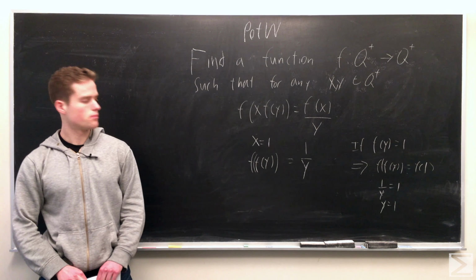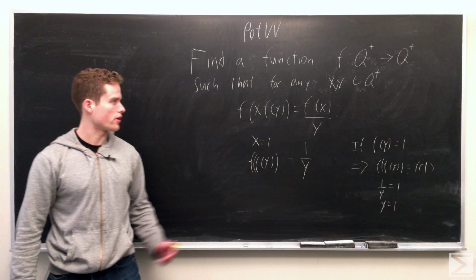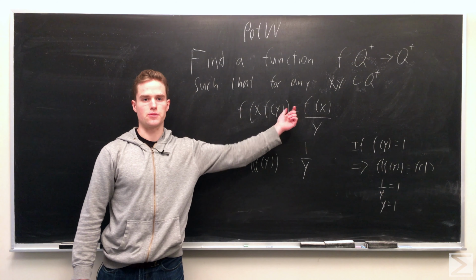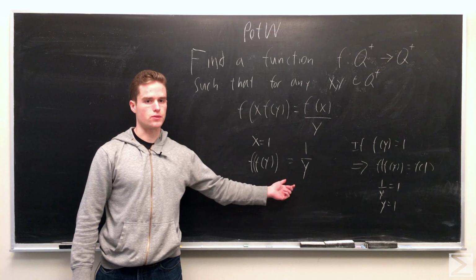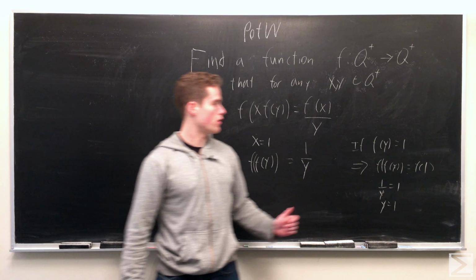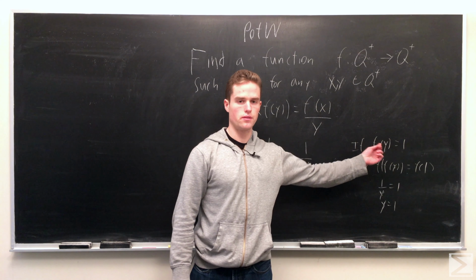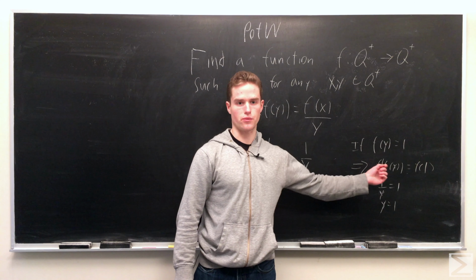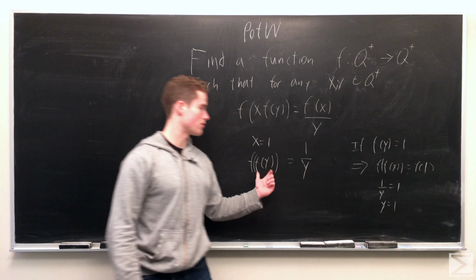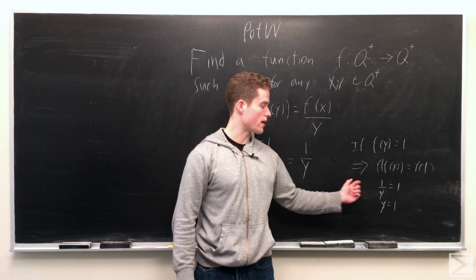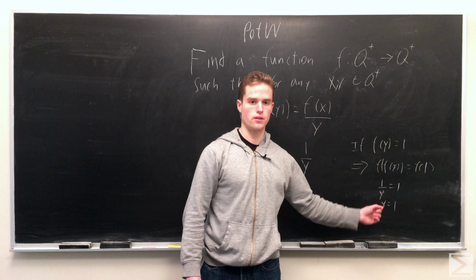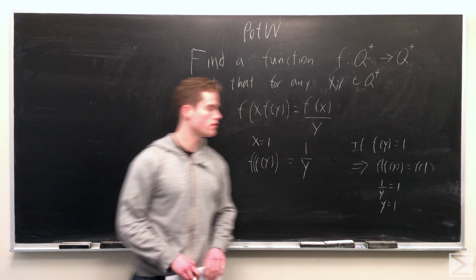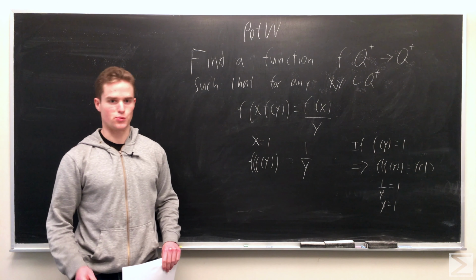So some more information we're going to gather. We're going to plug in x equals 1. That gives us f of y. F of 1 we've established is 1. F of y equals 1 over y. And we're going to note if we have f of y equals 1, taking f of both sides, we have f of y must equal f of 1, which is just 1. And we know f of y is 1 over y. So we have 1 over y equals 1 or y equals 1. So that means f of y equals 1 if and only if y equals 1. So now some more substitution.